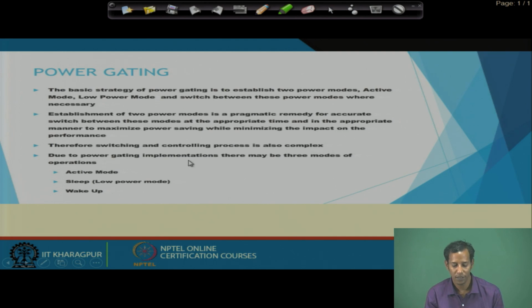Due to power gating implementation, there may be three modes of operation: the active mode, the sleep mode, or the wake up mode. Nowadays, if your mobile is in use, it consumes more power, meaning dynamic power consumption is more. But whenever your device is not used for a long time, the major power consumption source is the leakage power.